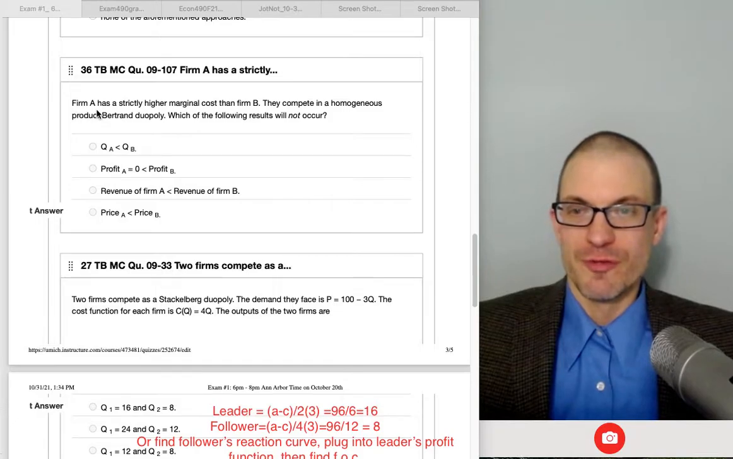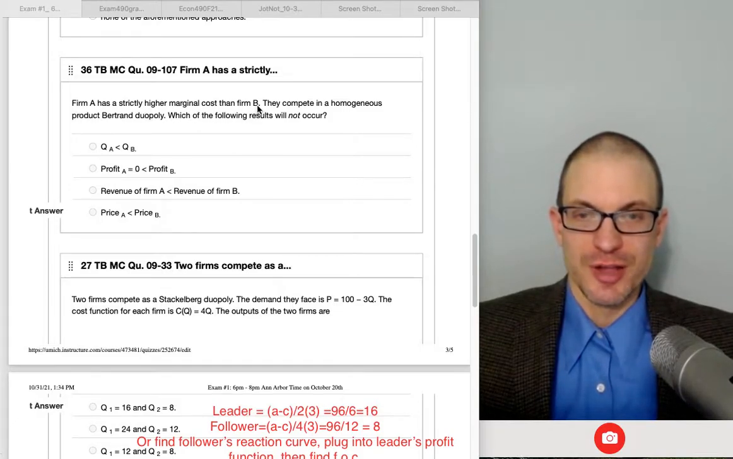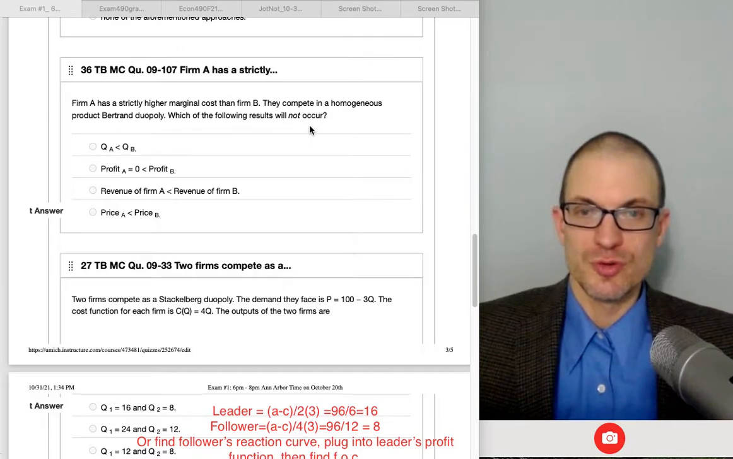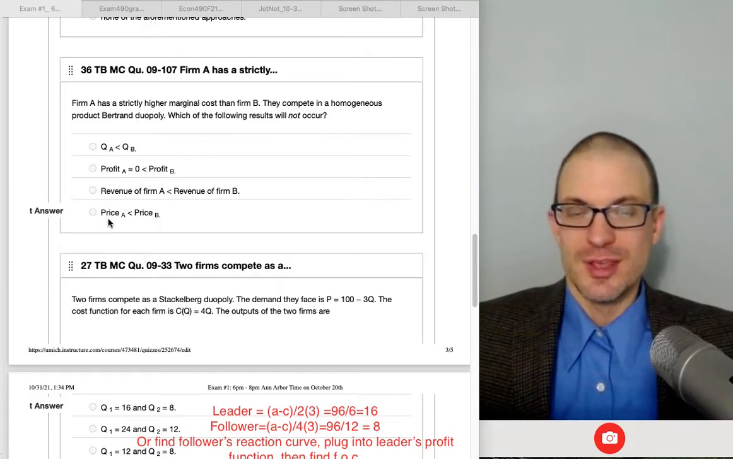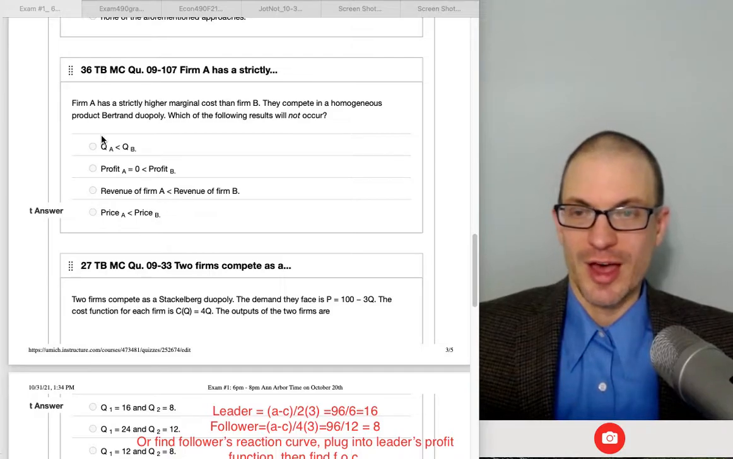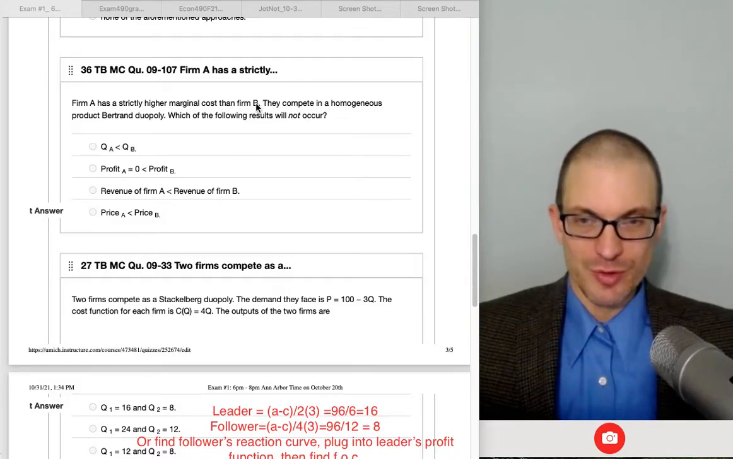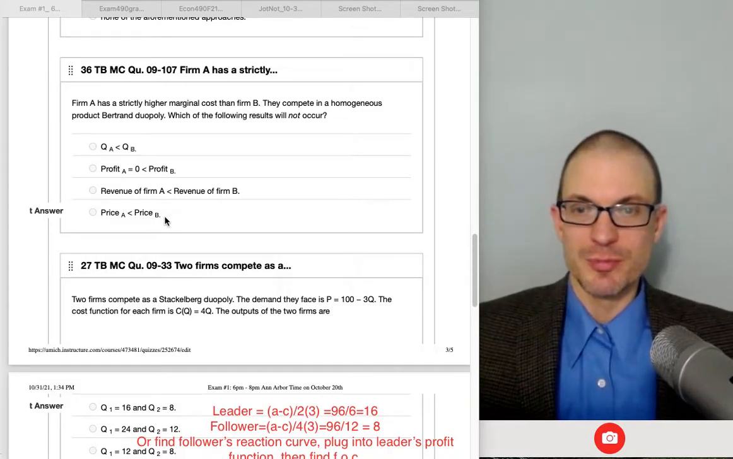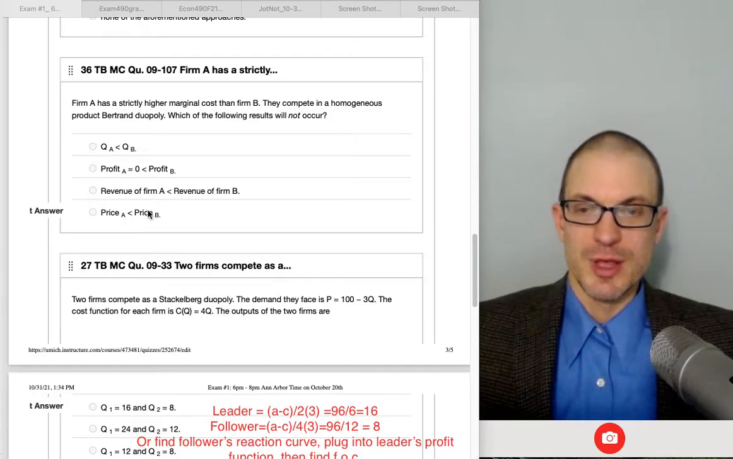If firm A has strictly higher marginal cost than firm B, they compete as identical product Bertrand firms, which will not occur. Bertrand firms are competing in price. The higher cost firm is going to have a higher price. So if we have a lower marginal cost firm, firm B is always going to be able, in equilibrium, to price below firm A.